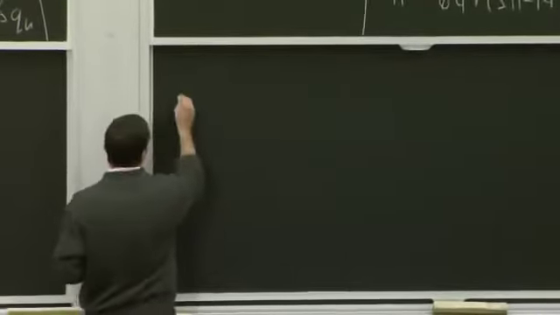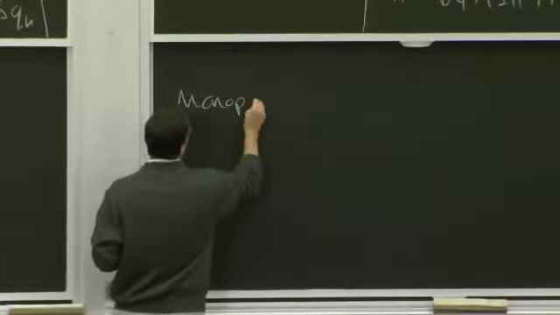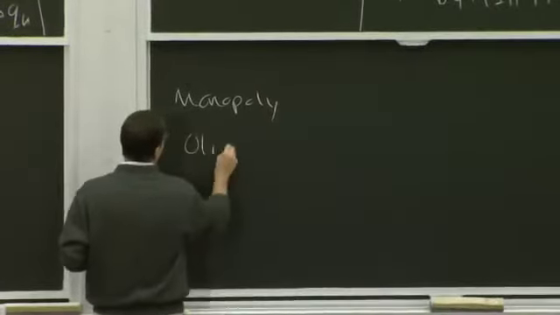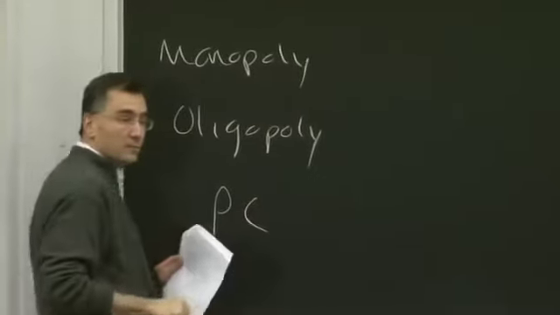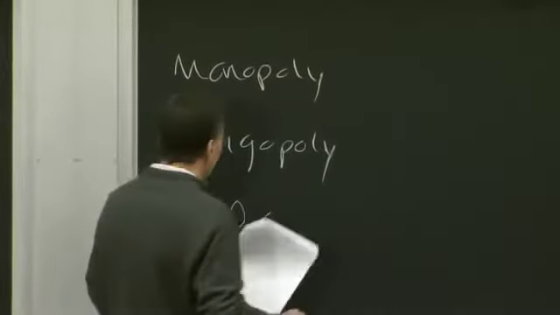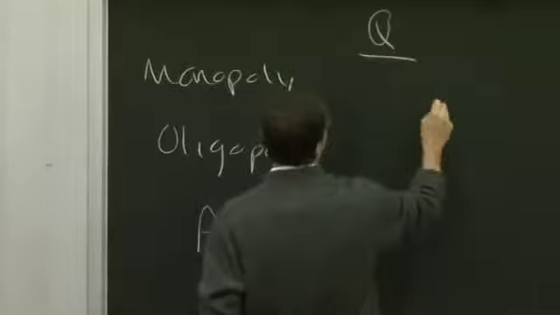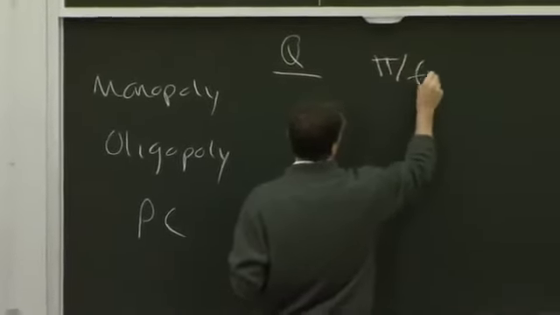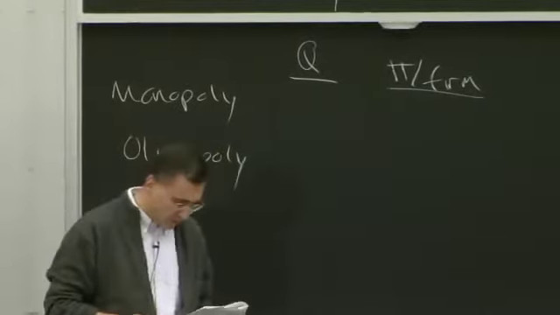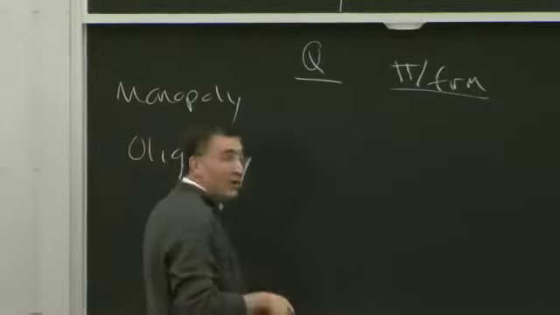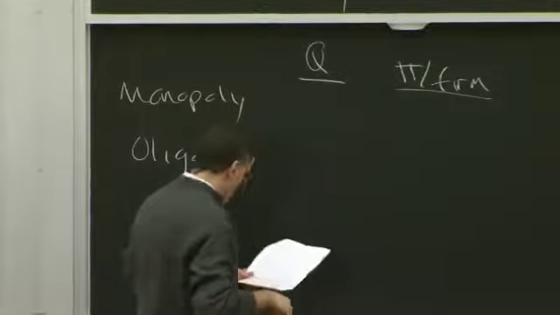We've got monopoly, oligopoly, and perfect competition. Okay, 3 cases. Let's ask how they compare on quantity and on profits per firm. Quantity produced in the market and profits per firm. And let's do it for this American United example.